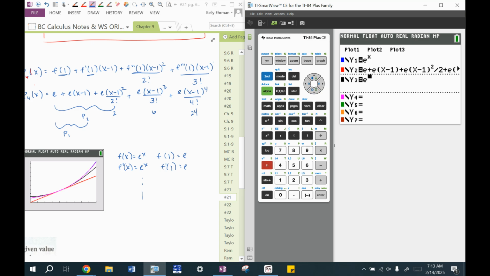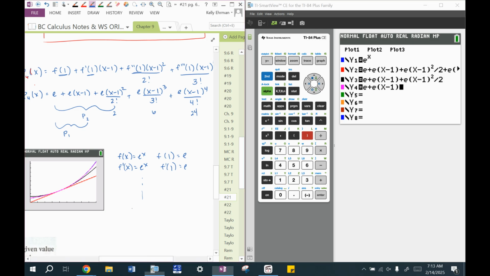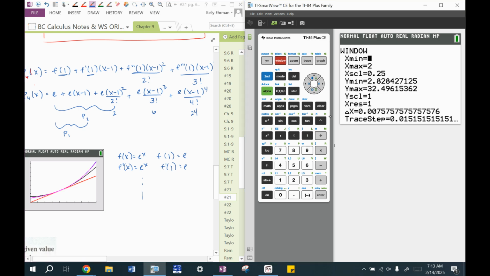All right, I'm going to type in E2 next. So, oops. E plus e times x minus 1 plus e times x minus 1 squared over 2. That's P2. P1 is e plus e times x minus 1, and that's it. And then to look at this graph, we're centered around 1. So it would be a good idea to set the window, I guess 0 to 2 is probably good. And then I'm just going to zoom fit.